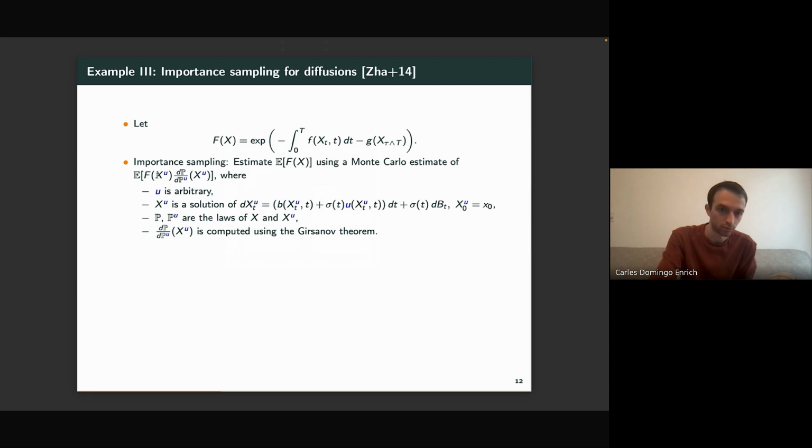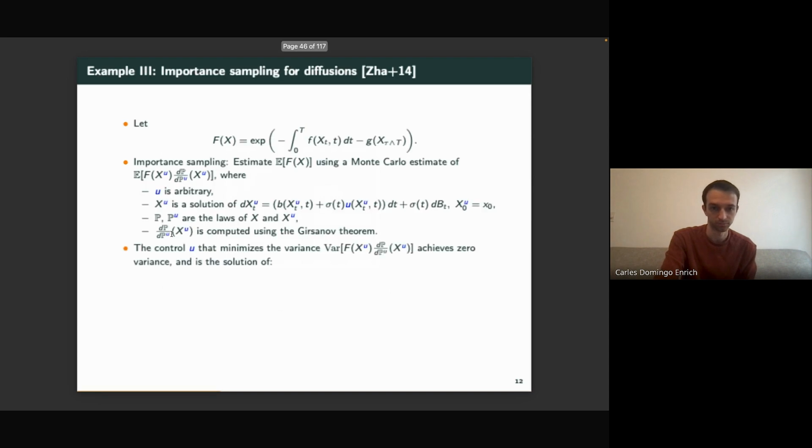So you have this controlled process. This is essentially the ratio of densities between the original distribution over processes that we care about and the new one, and this is something you can obtain in closed form using the Girsanov theorem. Now, of course, you want to use the control u that minimizes the variance of this. The whole point of an importance sampling approach is that you want very low variance once you use it. So you want to minimize the variance of this.